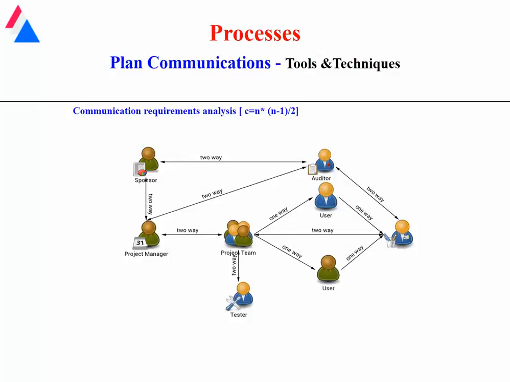One of the tools and techniques used in planning is to try to determine the number of relationships and the types of relationships that exist. Essentially what this says is that on a project team, you would have six entities that you're communicating with. You are in effect trying to manage 31 relationships.